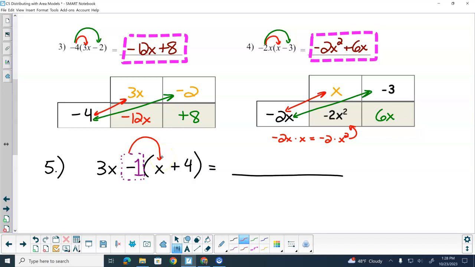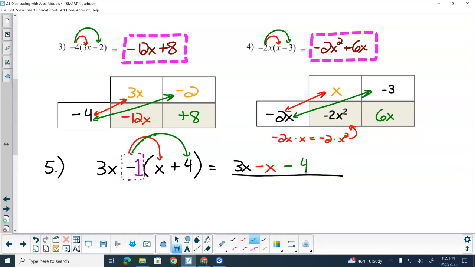So then this would become 3x minus x. And this negative 1, oops, that was solid. This negative 1 would get multiplied by the 4 there to be minus 4.